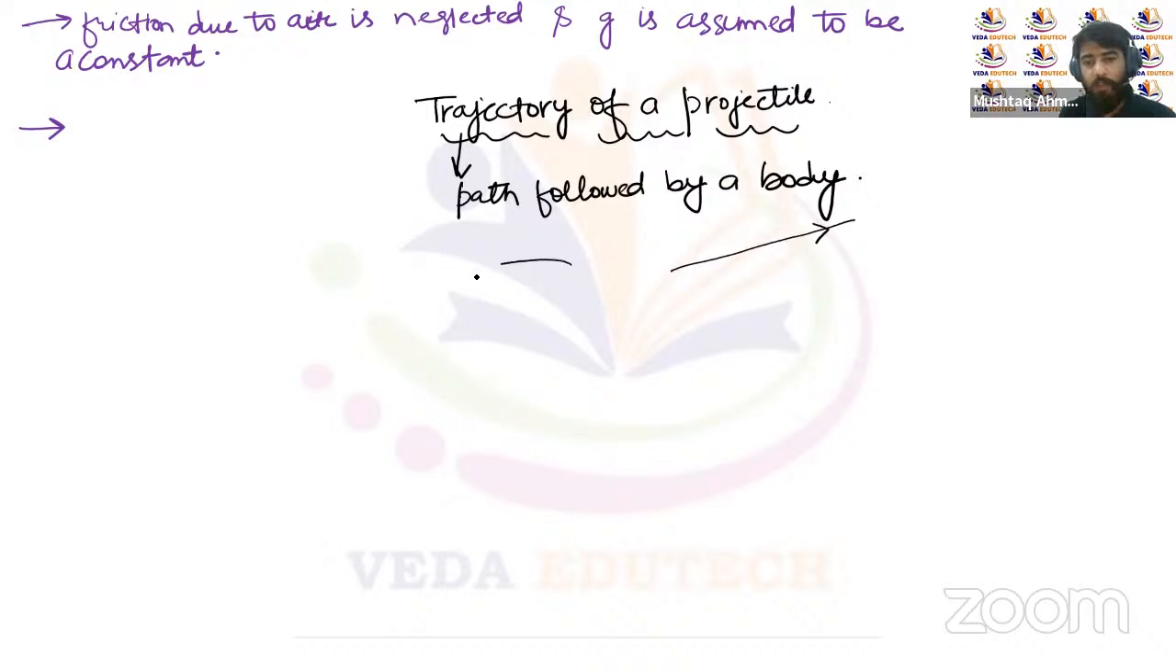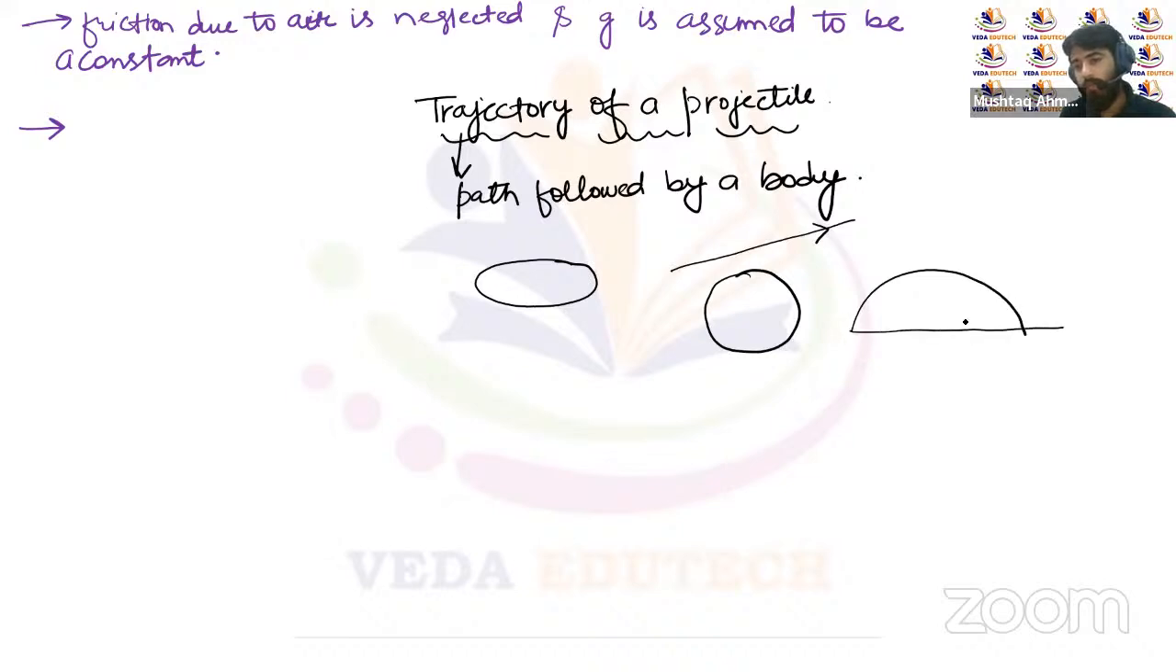The trajectory can be elliptical, circular, or hyperbolic as well, right? Sorry, parabolic as well. So this is the parabolic trajectory. Trajectory is the path followed by a body, the path followed by a particle.